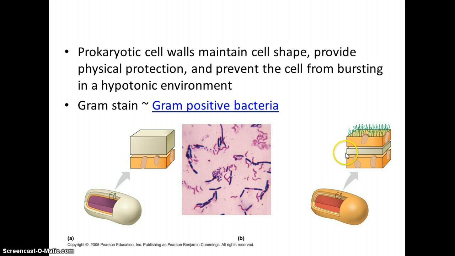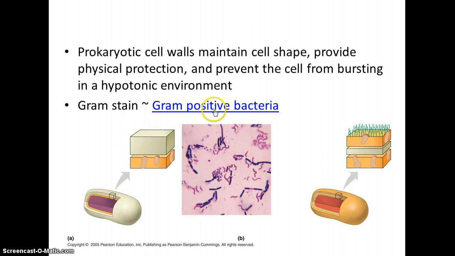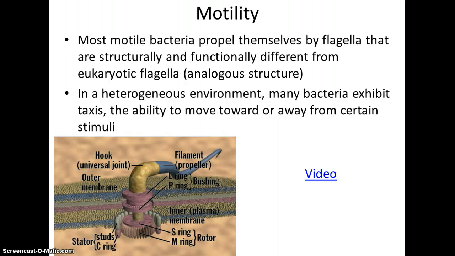Others that have a thinner cell wall don't retain the stain, and they show up as sort of a pinkish color, and they're known as the gram-negatives. Gram-negatives often have a double membrane, whereas the gram-positives have a single membrane. Here's the wall right here. And when you watch this slideshow, you can click on this link to look at some gram-positive bacteria.